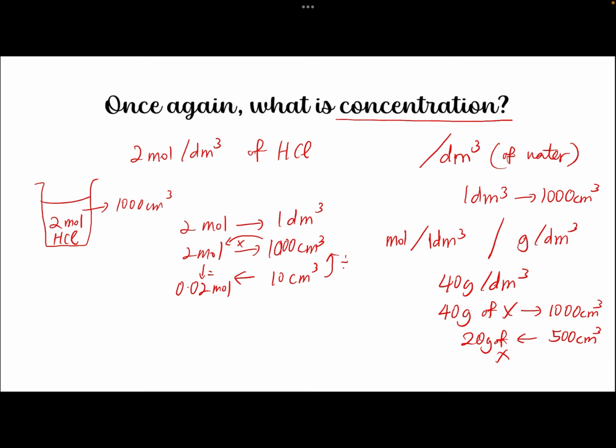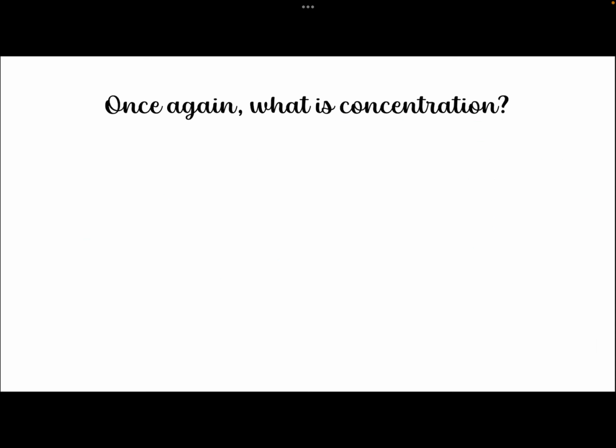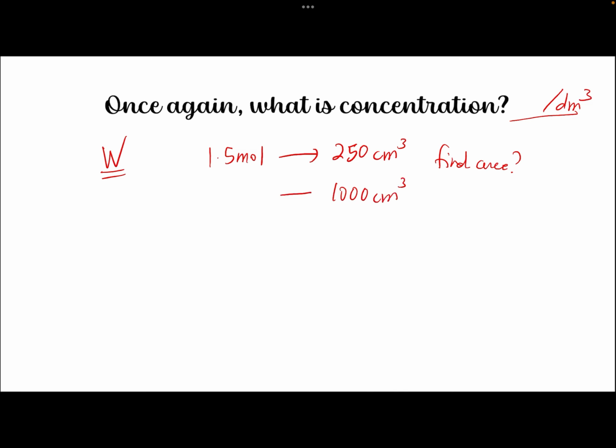In some cases, they give you, oh, I have this sample solution of W, for example. What is W? W is 1.5 moles. It's dissolved in 250 cm cube. And then they tell you, okay, find concentration. So, fret not, because I know that concentration is always per 1 dm cube. So I just need to find 1000 cm cube. So 1000 divided by 250 times, and then this is my equal sign. So this will be 6 moles.